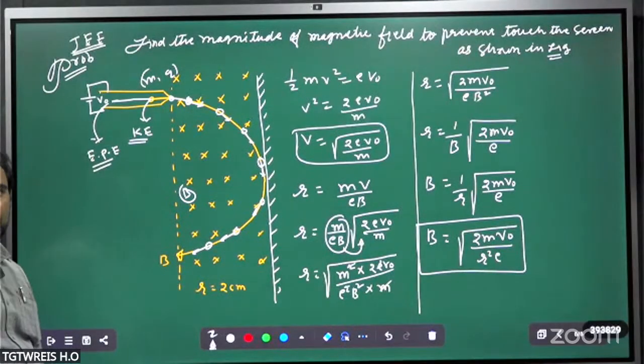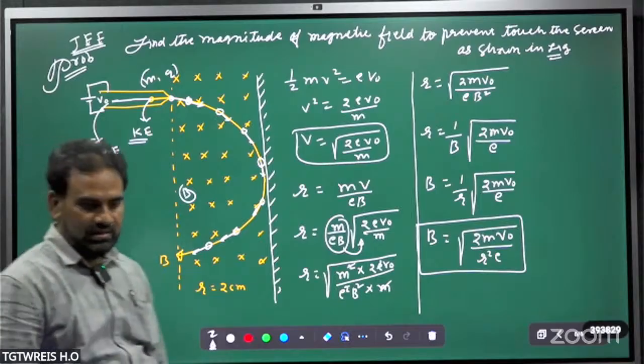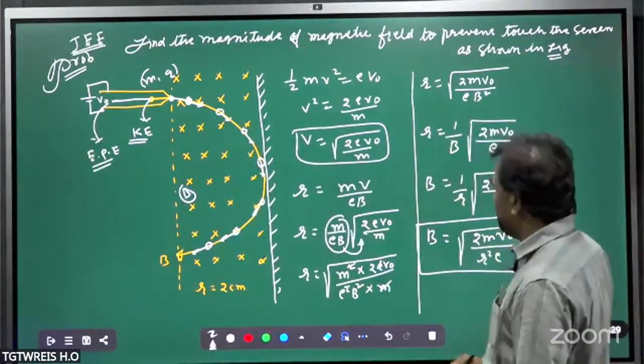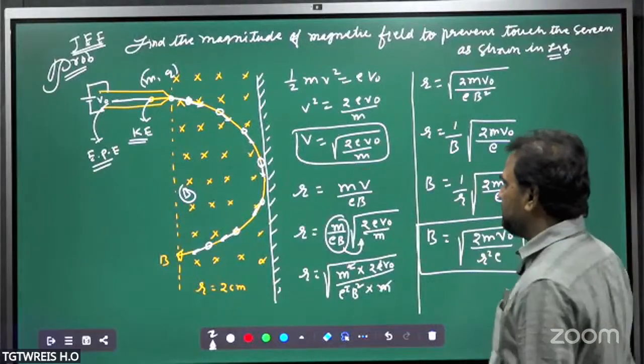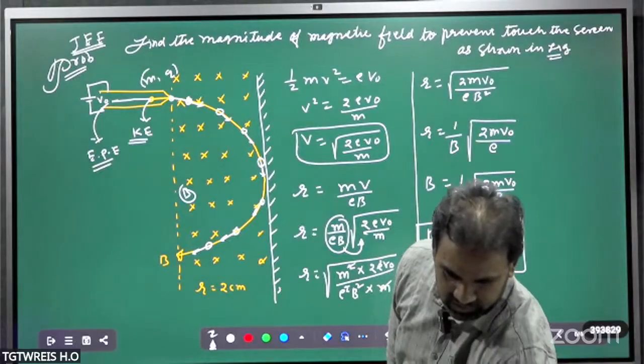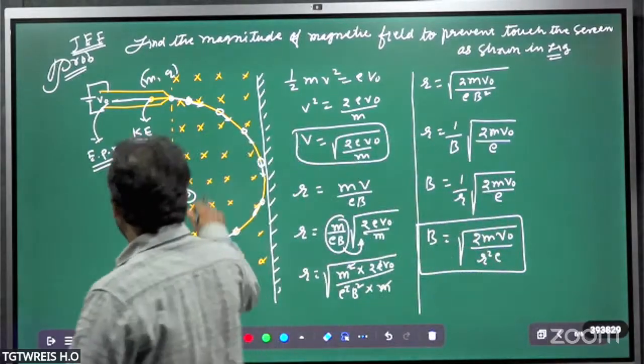Is it clear? Is it clear or not? Tell me. So this much amount of the magnetic field would be required to prevent the electron to touch the screen. Okay? Note it down. Note it down, beta.